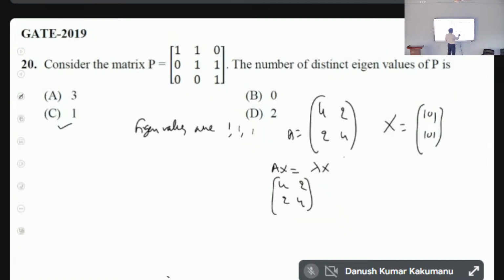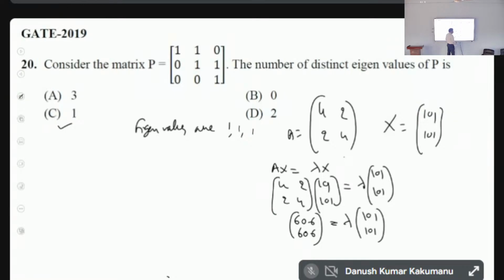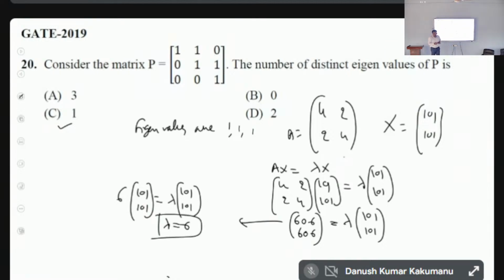A is 4 to 2, 4 and x is 101, 101, equal to lambda into 101, 101. Multiplying them, what is the result? You will get 606, 606. Can you guess the lambda value? 6 is the answer. You can take 6 common: 6 into 101, 101. Lambda equal to 6 is the correct answer. When the matrix and eigenvector are given, how to calculate the eigenvalue? Ax is equal to lambda x.